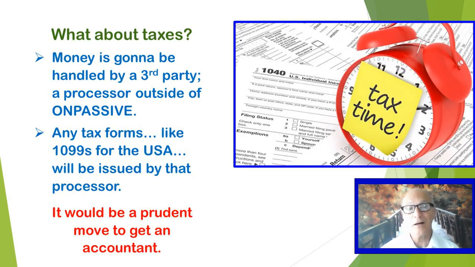So the next question is, what about taxes? Well, the money coming in is going to be handled by a processor outside of OnPassive. This is to say that OnPassive is not going to have their little fingers in the till, so to speak, and that alleviates the possibility of anyone in the company playing fast and loose with the financials. As a result, any tax forms and things of that nature, like the 1099s if you live in the USA, are going to be issued by whatever processor that is. However, I think it would be a very, very good move for you to start looking into getting an accountant, because you're going to be having some money roll in and you're going to need to take care of it.